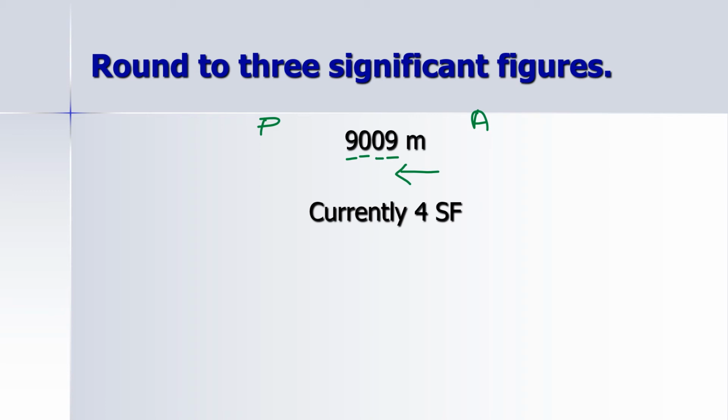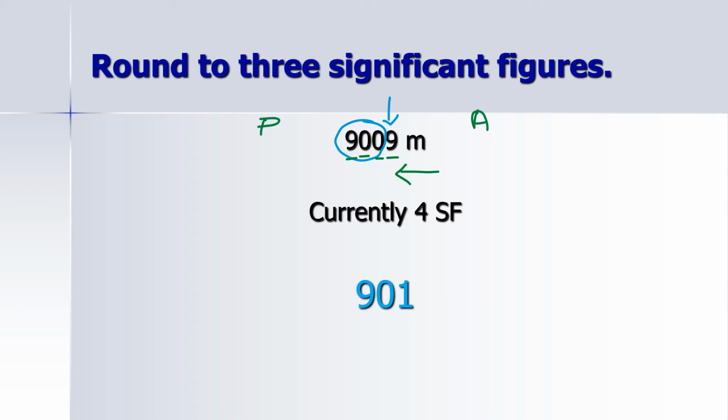When we round this to 3, we want to keep the 9 and we want to keep the 0 and the 0. And we want to get rid of the last 9. Now that 9 is greater than 5, which means we can add 1 to our last 0. So that would become 901. However, we've got a problem here.